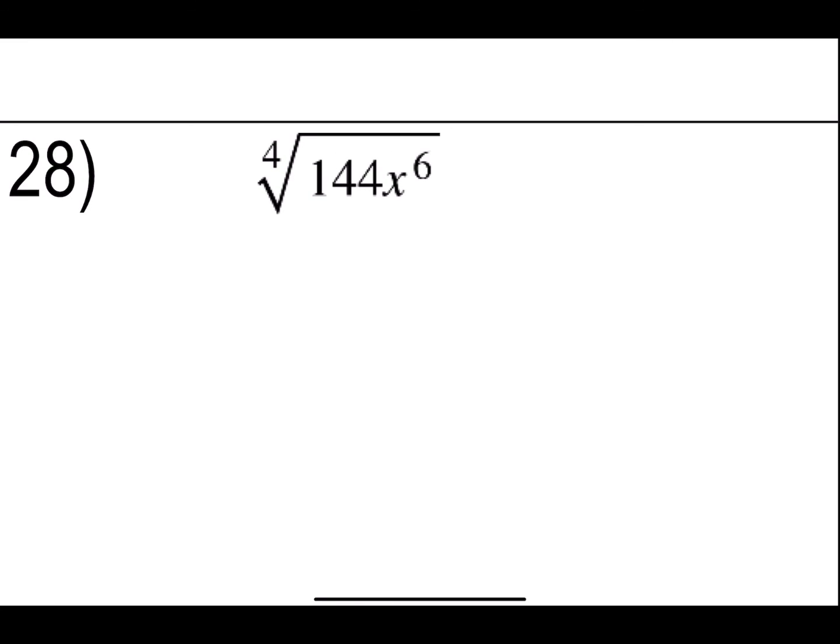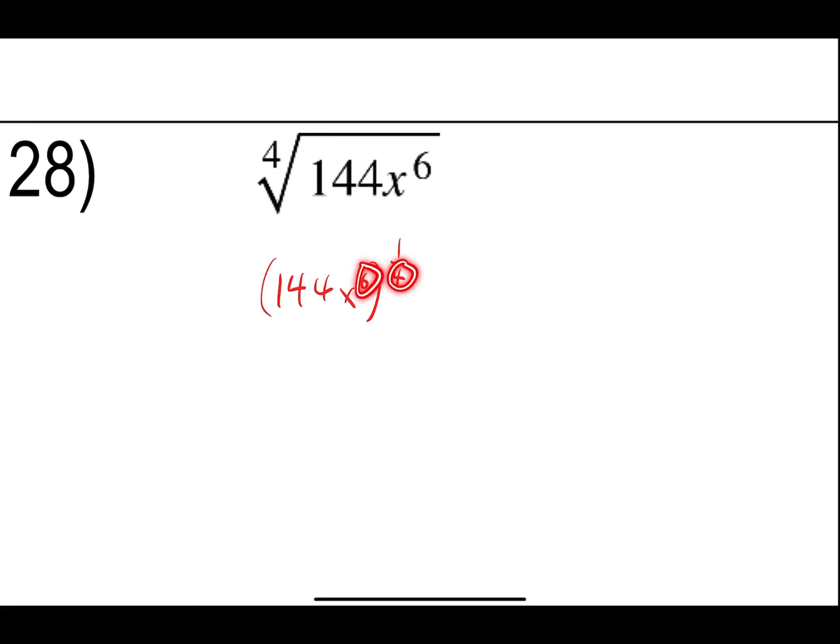Okay, let's dissect it. The 4th root, too big. Some way, somehow make it smaller. I have a 6 that will interact with this 4. I have a 144 that I bet I could write as some number to some power. So this is really 144 x to the 6th raised to the 1/4 power. And I want this 1/4 to interact with some powers so that it reduces.